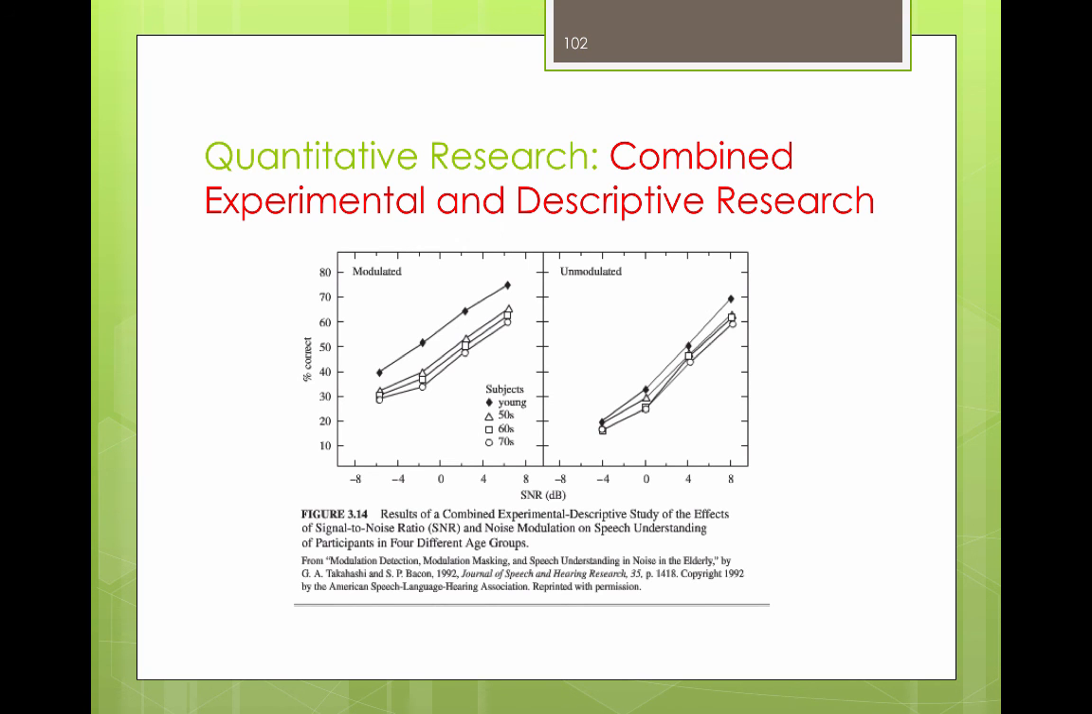So you get the drift. When we have an attribute, that makes it descriptive when we're looking at two different attributes, and then experimental if we're manipulating an independent variable.